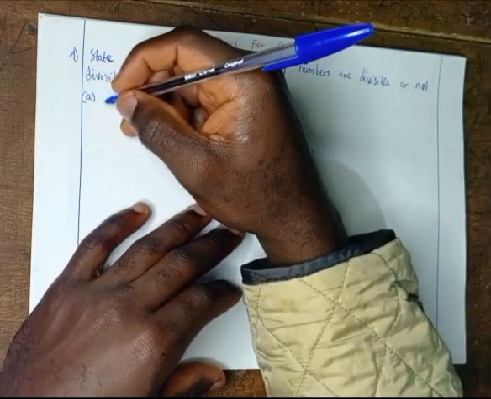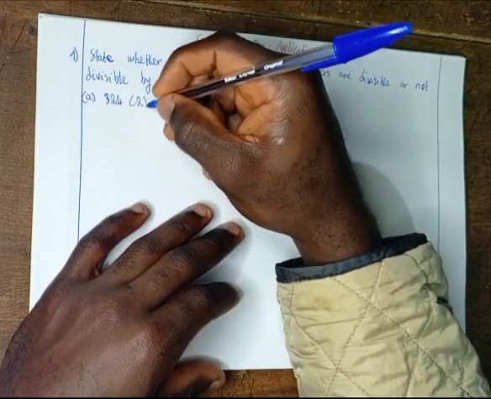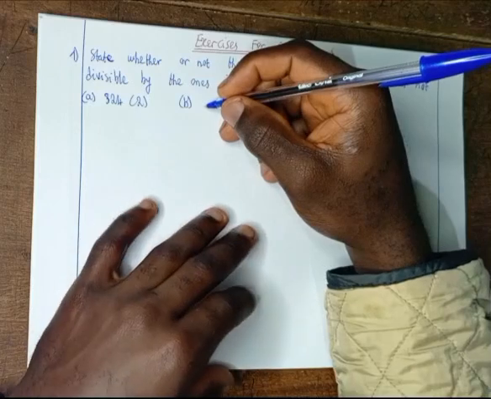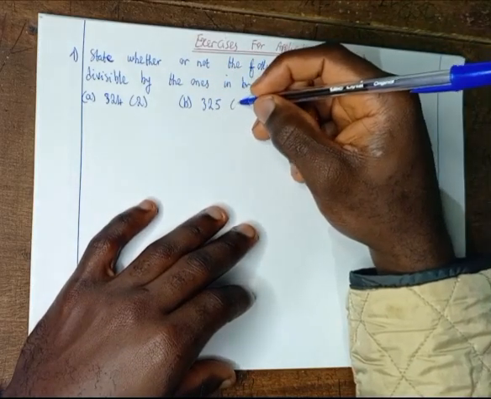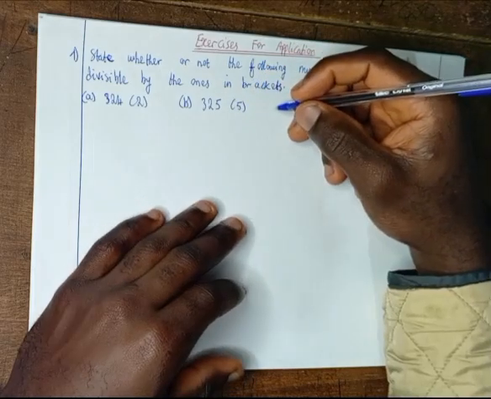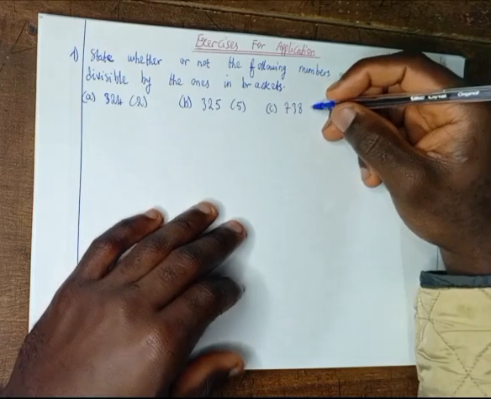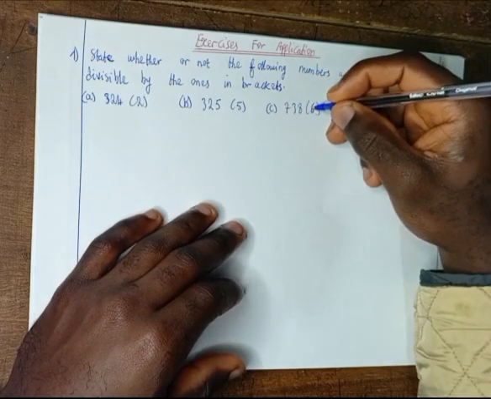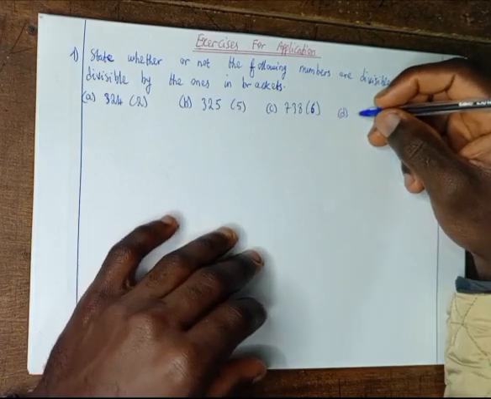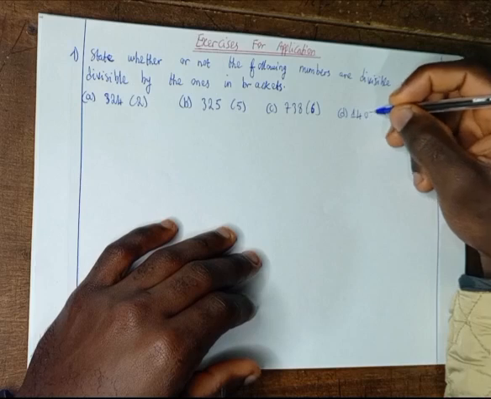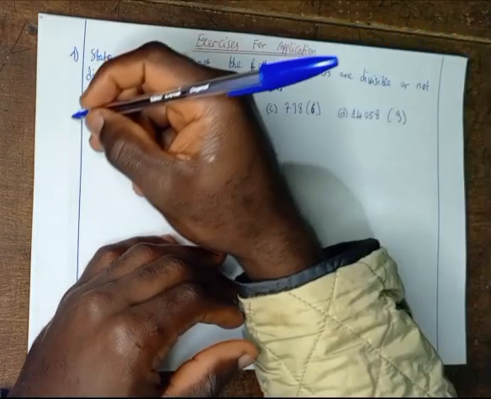Question A, we have the number 324 and we have to check whether it is divisible by 2. For question B, we have the number 325 and we have to check whether it is divisible by the number 5. For C, we have the number 738 and we have to check whether it is divisible by the number 6. And lastly, for D, we have the number 14,058 and we have to check whether it is divisible by the number 9.